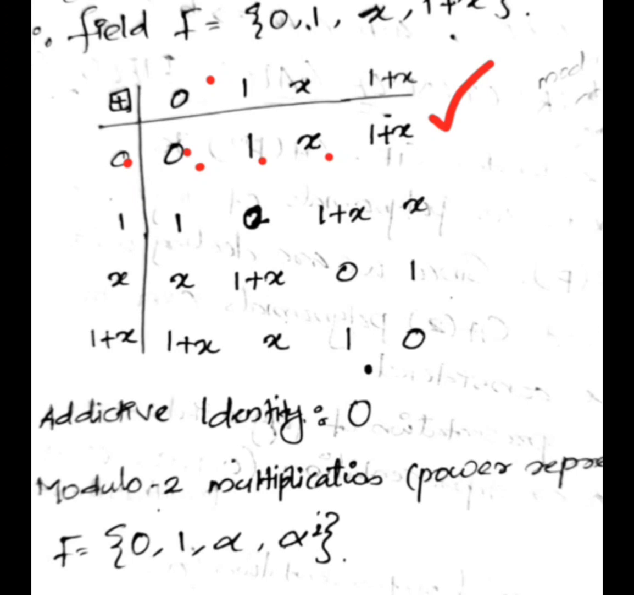1 plus x, we have 1 plus x. Then 1 plus 1 plus x, which means 1 plus 1 is 0, and 0 plus x will be x. So we get x. This is 1 plus x, then x plus x, that is x plus x means the same numbers, and if the same numbers come, it will be equal to 0.